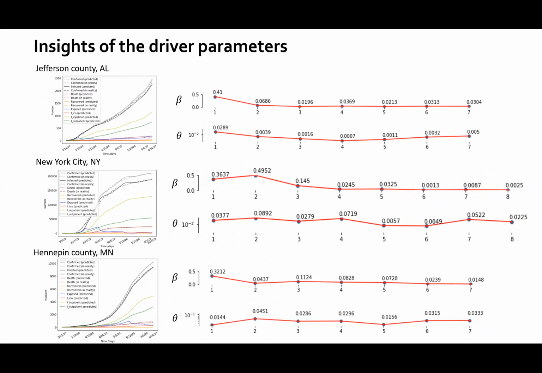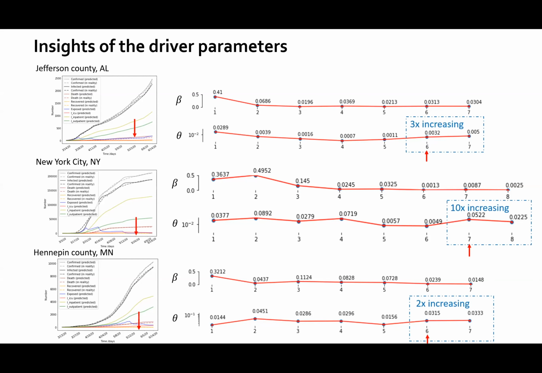Although we have this great simulation in Jefferson County, can we also find some insights for other counties? We choose 3 counties for comparison: Jefferson County, New York City, and Hennepin County, where Minneapolis is located. And we see the overall trend of these parameters is decreasing with fluctuation. Observe that March 25th is when the protests start. Therefore, we observe that the SEIDR has a different scale of time of increasing.